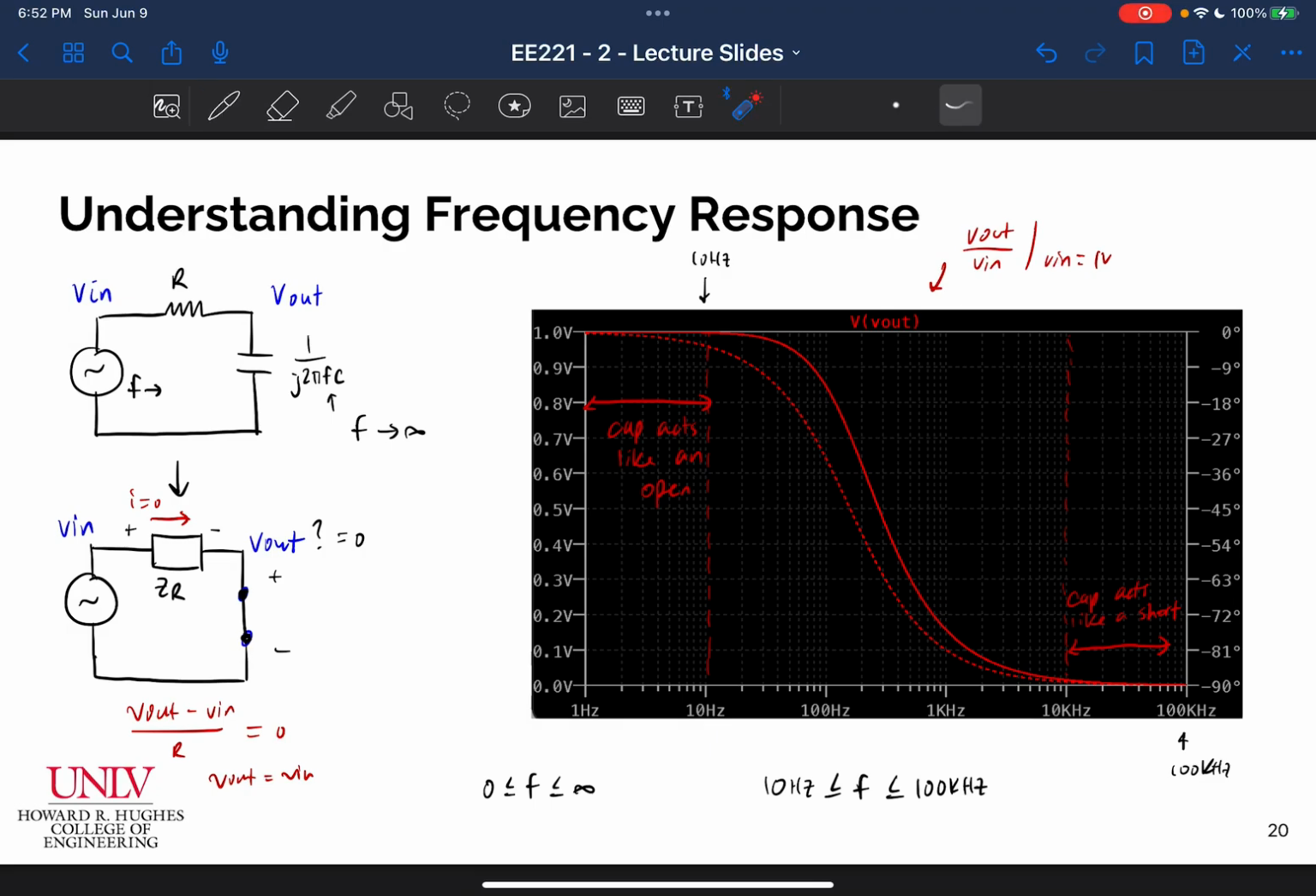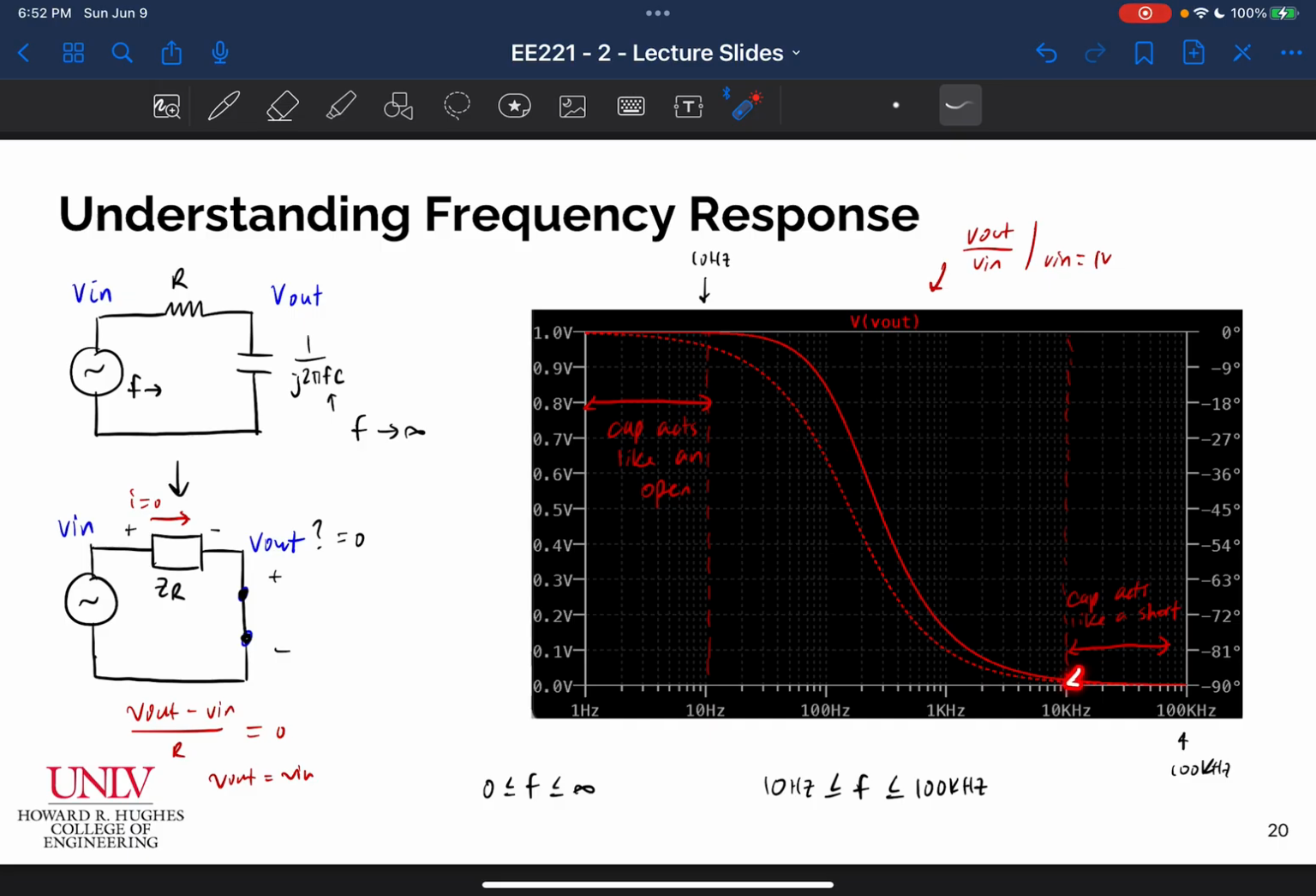All right, so just real quick, back on the same point, I just drew these things here. When I export the slides, this will show that in this range of frequencies, the capacitor basically acts like an open, and that's why we get the output equal to the input for this range of frequencies.